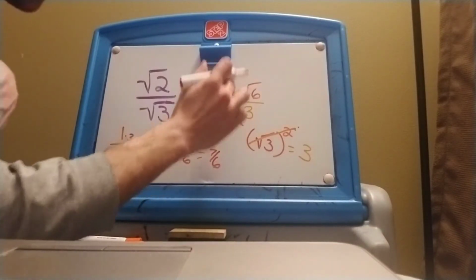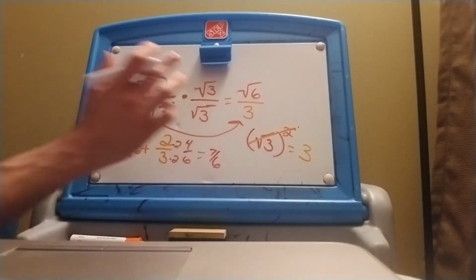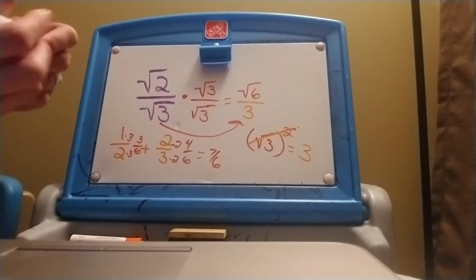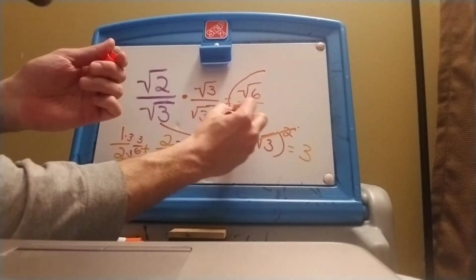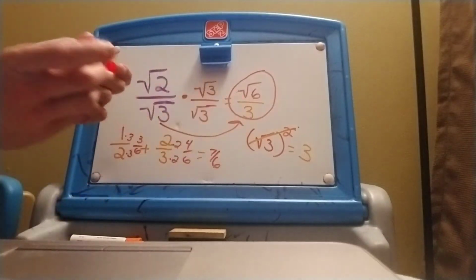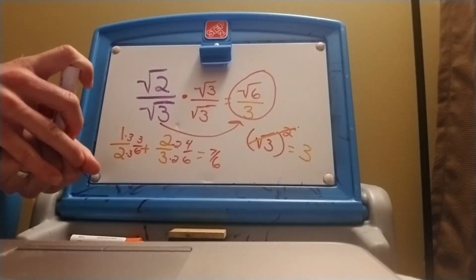Now, if you're thinking, oh, I could keep going, I could simplify that 6 over 3, that you can't do. That is your final answer right here, because the 6 is under a radical, the 3 is not. There's no more I can do with this problem.